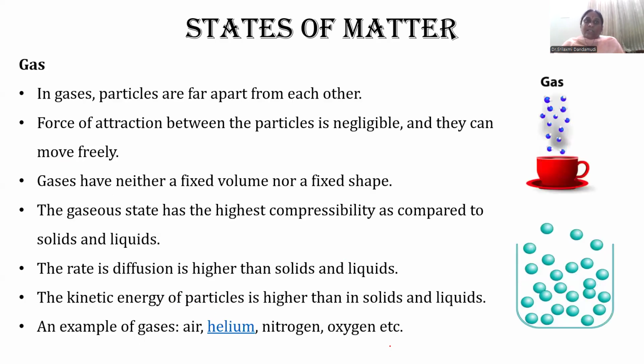And the gaseous state. Here the particles are far apart from each other. See here, this is one particle, this is one particle. There is a large space between the particles. The force of attraction is very negligible when compared with solids and liquids. Gases have no fixed volume and no fixed shape. The diffusion rate and the kinetic energy of the particles are very high when compared with solids and liquids. The best examples of gases are helium, air, nitrogen, oxygen, etc.